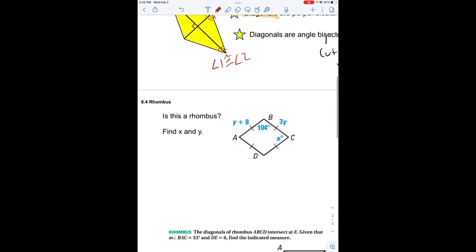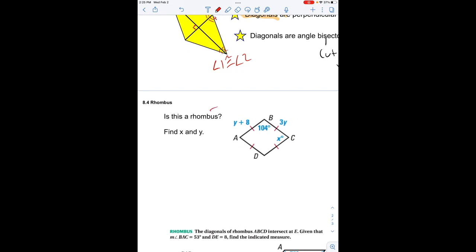So is this a rhombus, first of all? I see 4 different congruence marks. All 4 sides are the same. Yes, this is a rhombus. Find x and y. Well, if I know that side AB is congruent to side BC, then I'm just going to set them equal to each other.